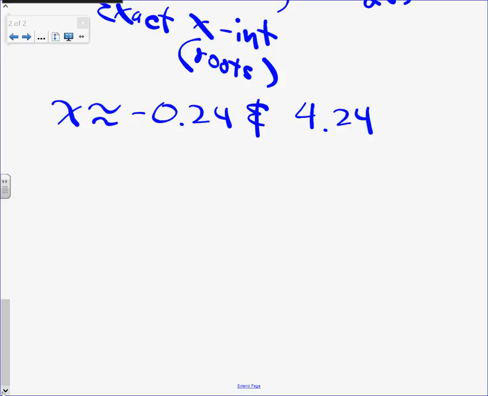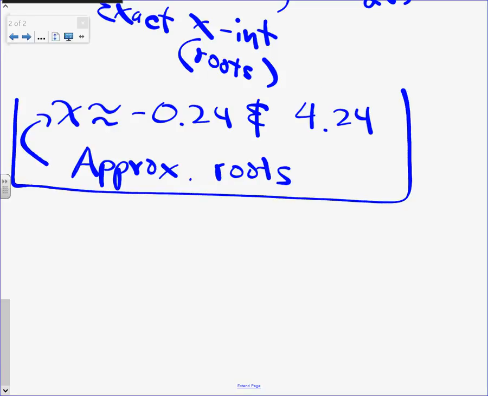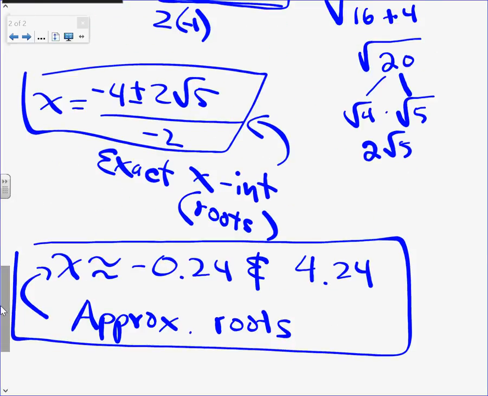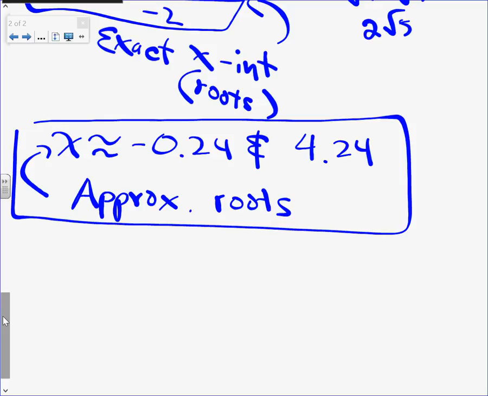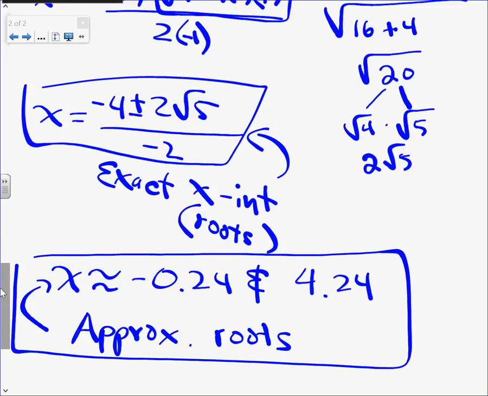So go on your notes, on your warm-up, go to write approximate. Just going to abbreviate approximate roots. This is the exact, because we don't have to approximate. This is the approximate. We're going to use these two to graph the puppy. The exact is right there. That's the exact.